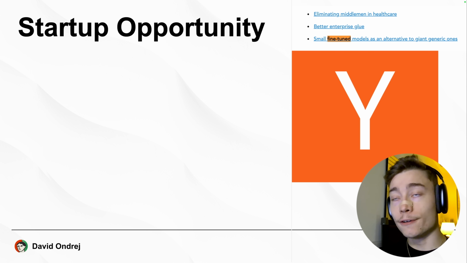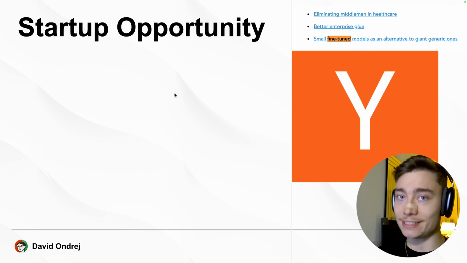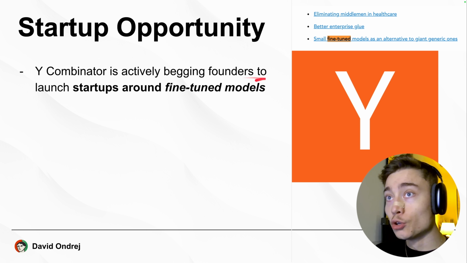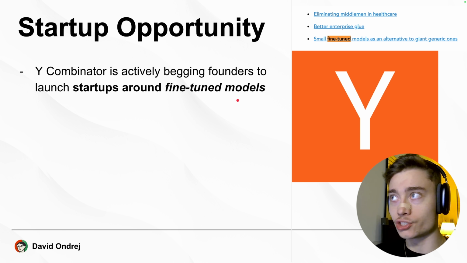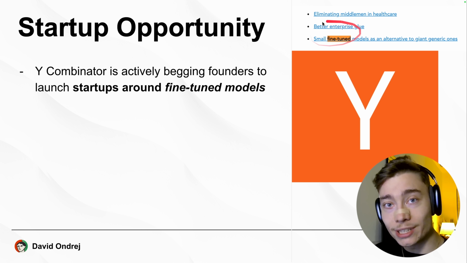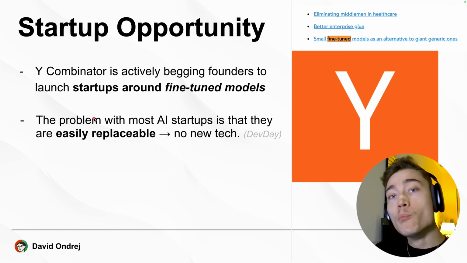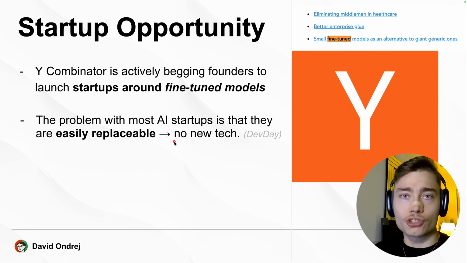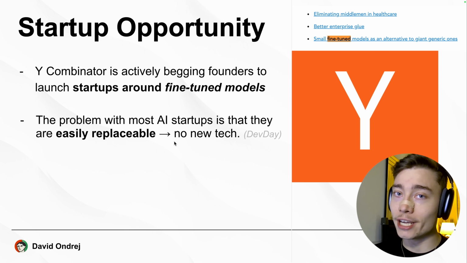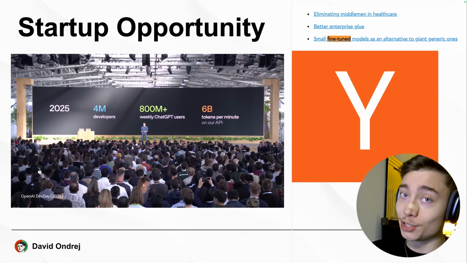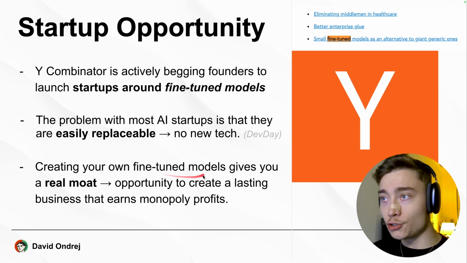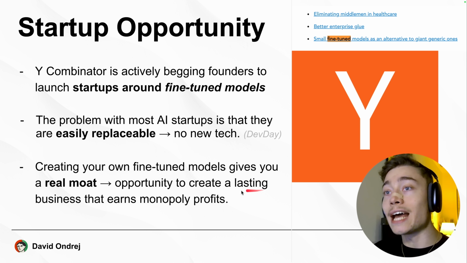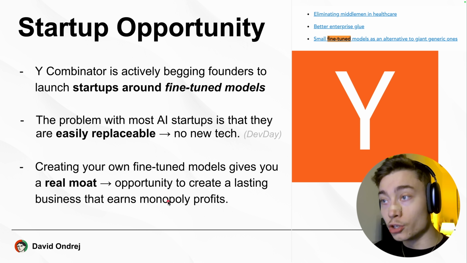Now, believe it or not, fine-tuning models is actually a massive startup opportunity. Y Combinator themselves are actively begging founders to launch startups around fine-tuned models. It's literally one of their top 20 requested categories. And that's because the problem with most AI startups is that they are easily replaceable. They don't have any new technology, which means that sooner or later, OpenAI will try to replace you. And we've seen this with the recent dev day. So creating your own fine-tuned models gives you a real moat. That gives you an opportunity to create a lasting business that can earn monopoly profits.